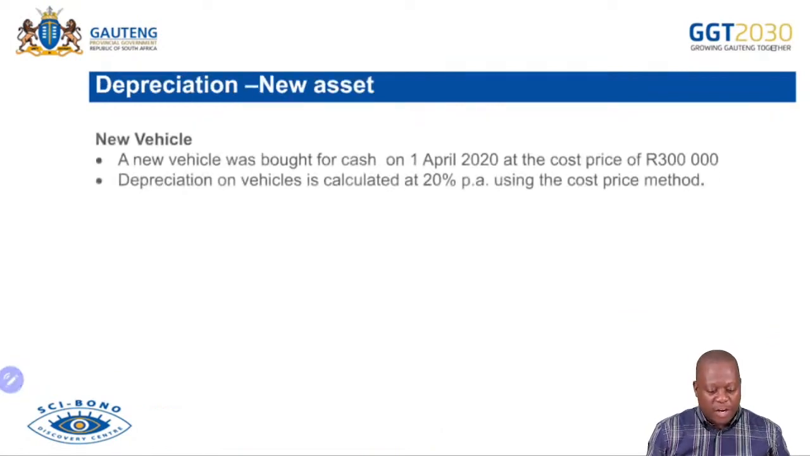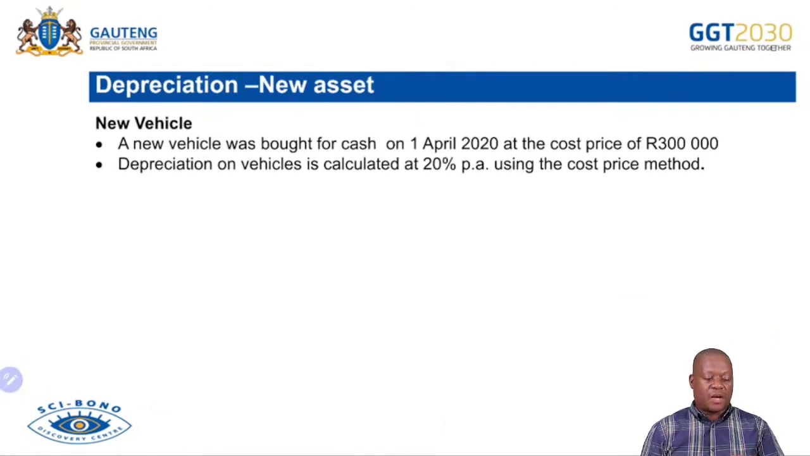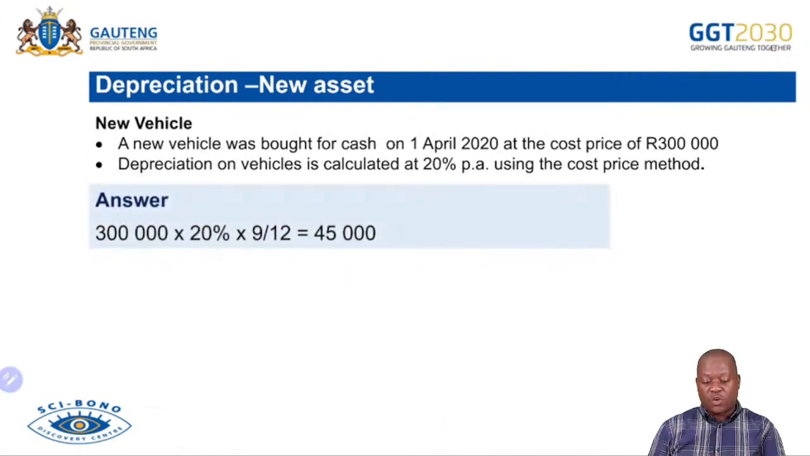Now, how is it going to be? The vehicle was bought on 1 April for 300,000, which is the new one. So the calculation of the depreciation is going to be like this: 300,000 at 20% per annum for 9 months. Remember the 9 months, right? And then it gives us 45,000. Hope this was straightforward and we got it, all of us.